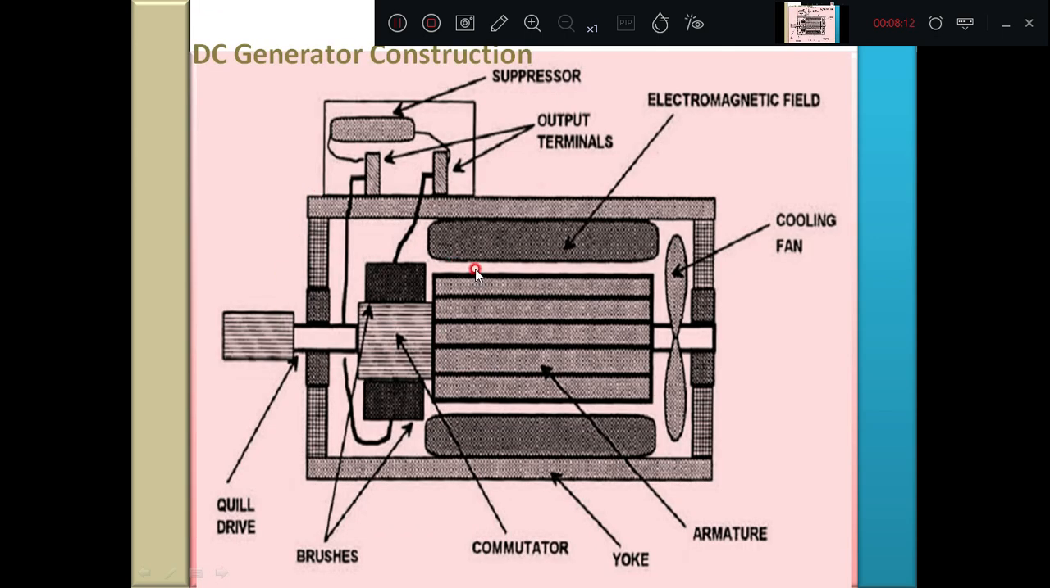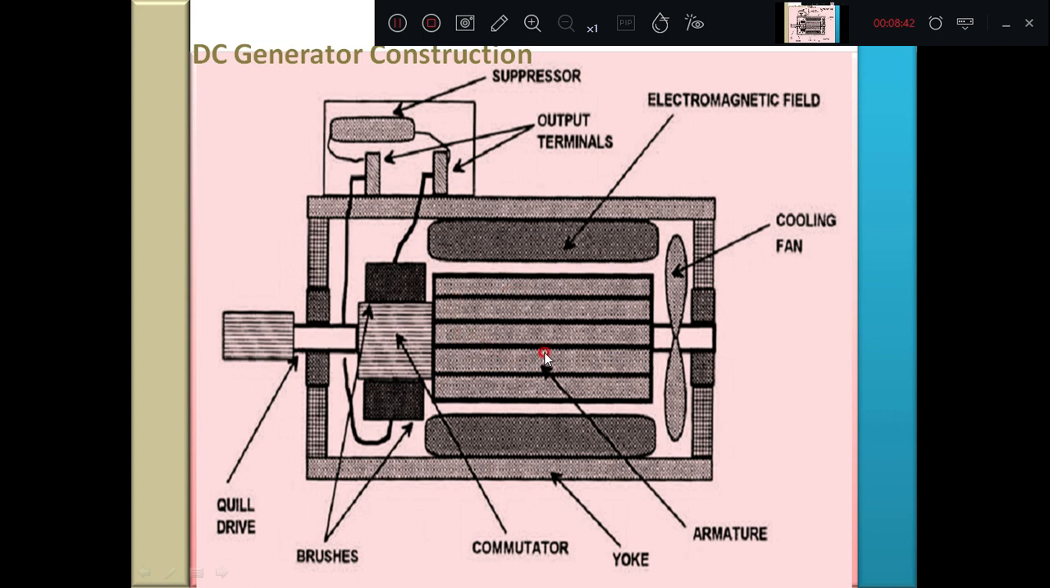If you look into here, this is your armature, on which a number of conductors are placed. These conductors are connected to commutator segments. These commutator segments are touched by the two brushes. One is called as a positive brush, another one is called as a negative brush. Here the generated voltage is AC, then it is connected to commutator. Here there is a conversion of AC into DC. Then outside, what I am getting here is the DC output.